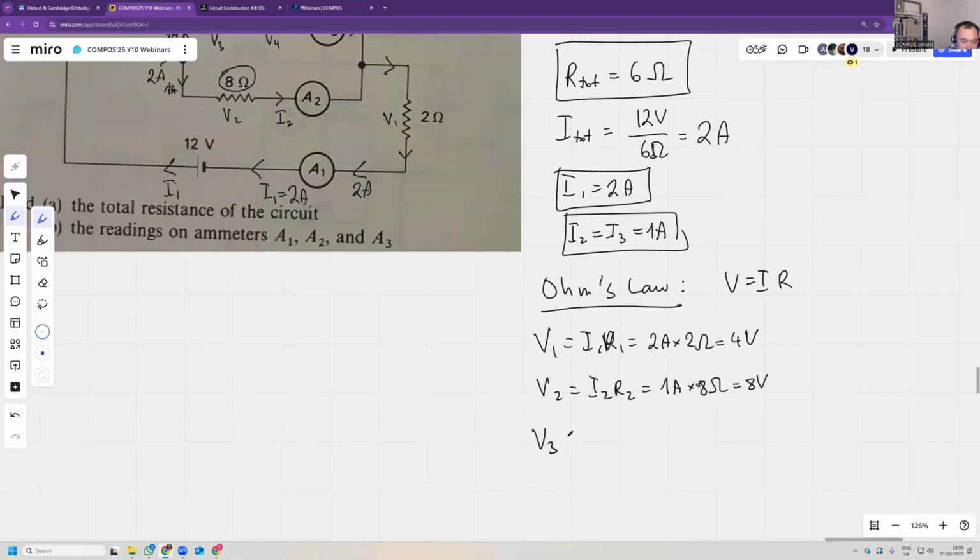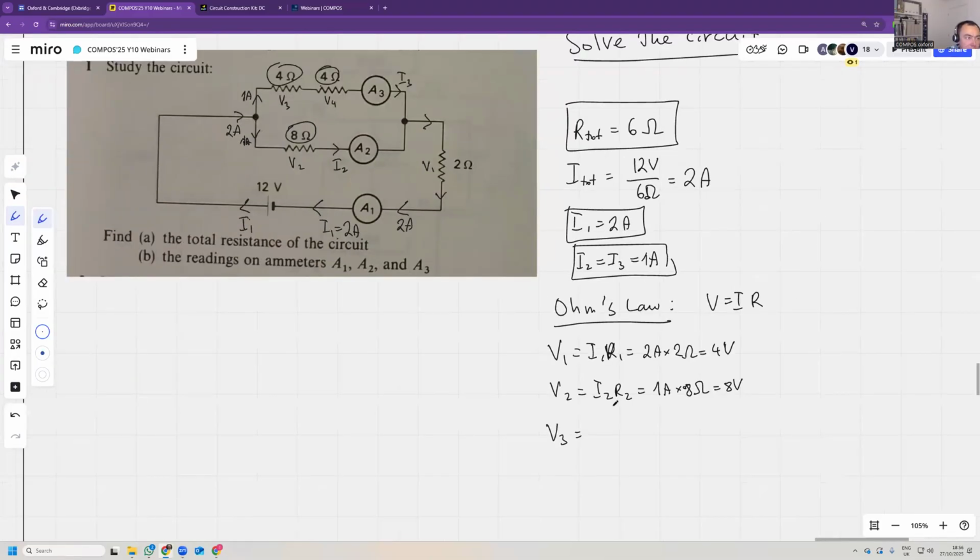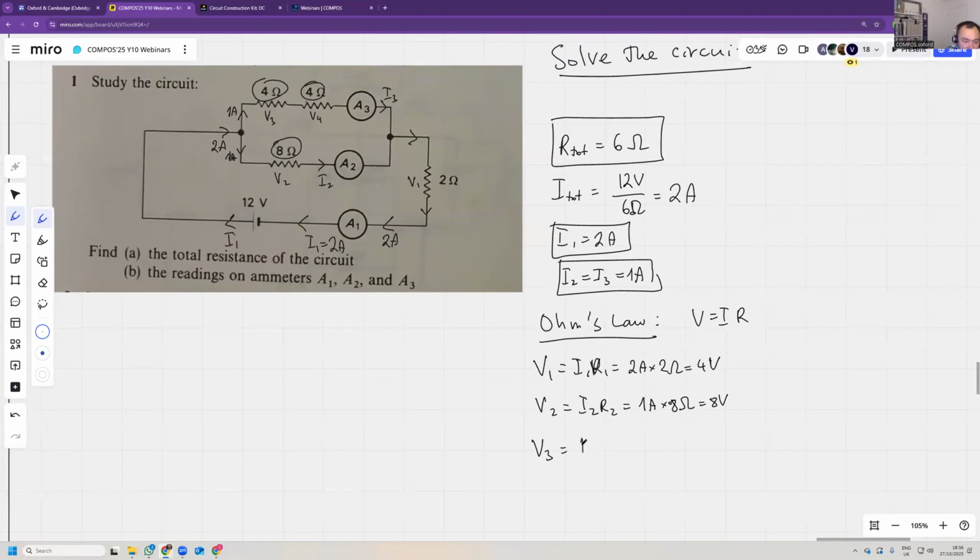V3 is I3 times R3, which is 1 amp multiplied by 4 ohms, so 4 volts, and V4 is the same, 1 amp times 4 ohms, which is 4 volts. We've solved the circuit. We've solved the circuit by finding all the voltages and all the currents.